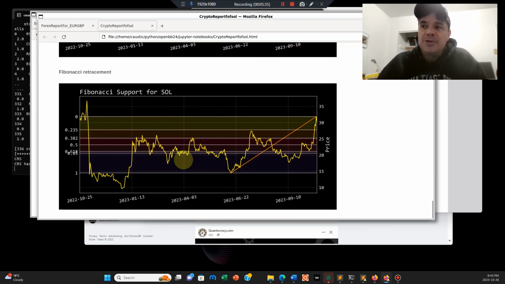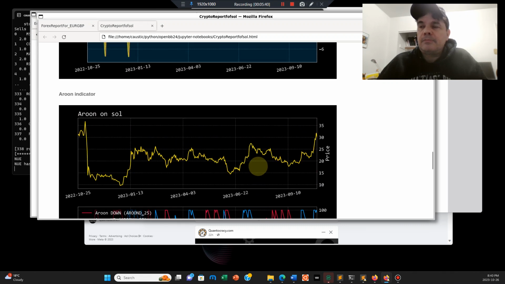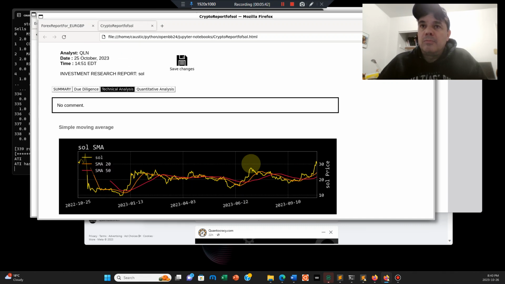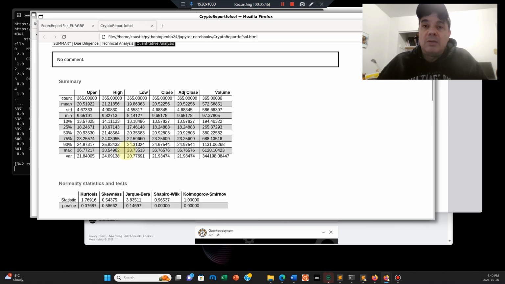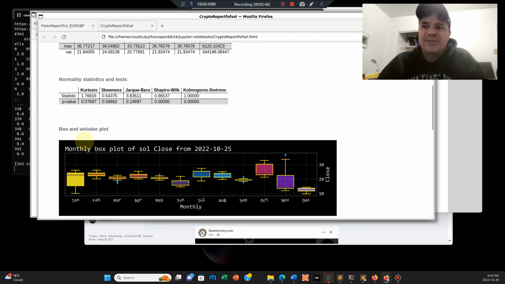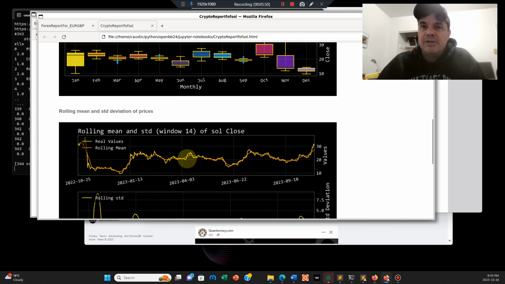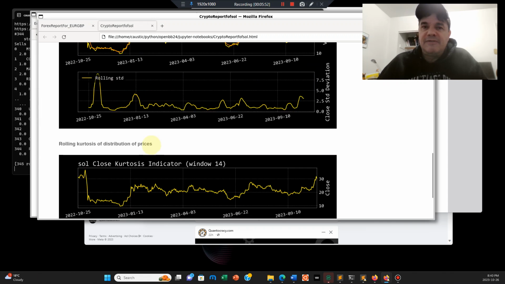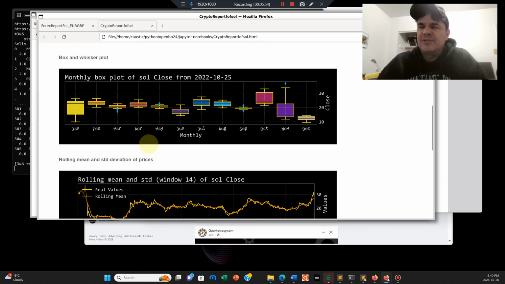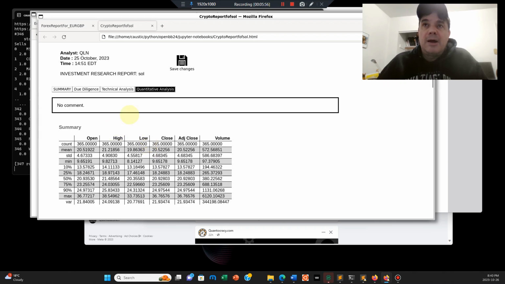So again, standard Bollinger, trend line or Fibonacci retracement. Yeah, so there's that, and standard quant as well. Box and whisker plot, I don't really use that. Rolling mean, again standard deviation, and the kurtosis, if that's your thing. Now, those are usually the top two most popular asset classes, crypto and Forex, so we've got that covered pretty good.